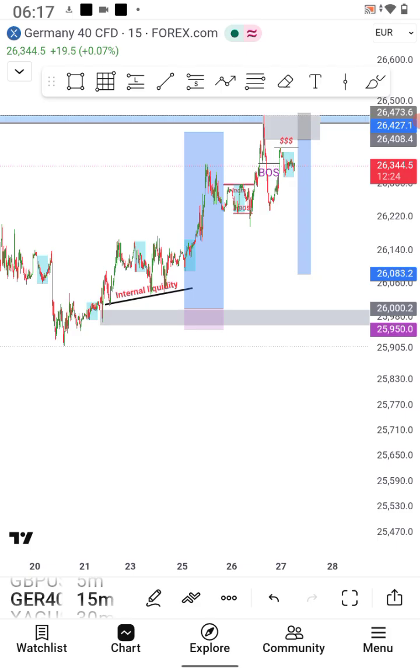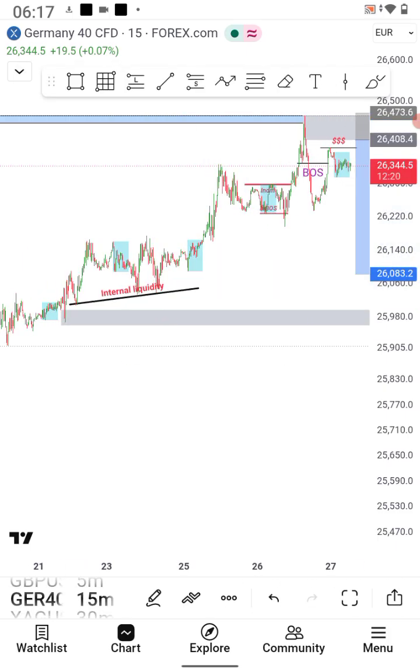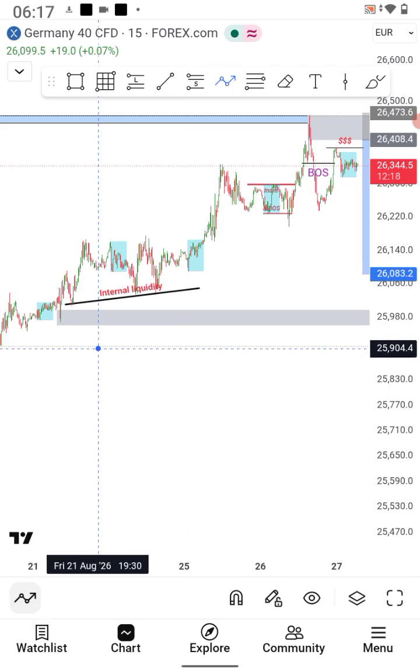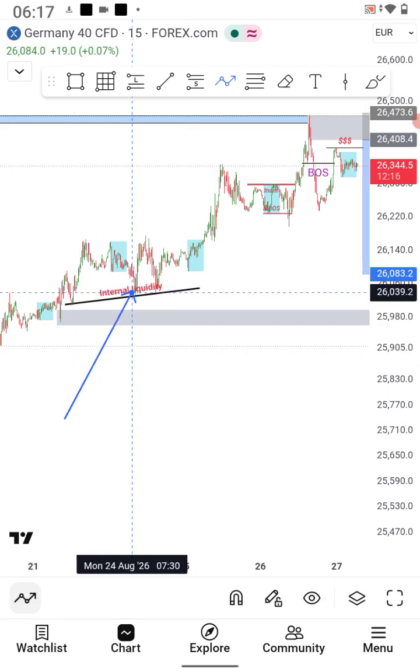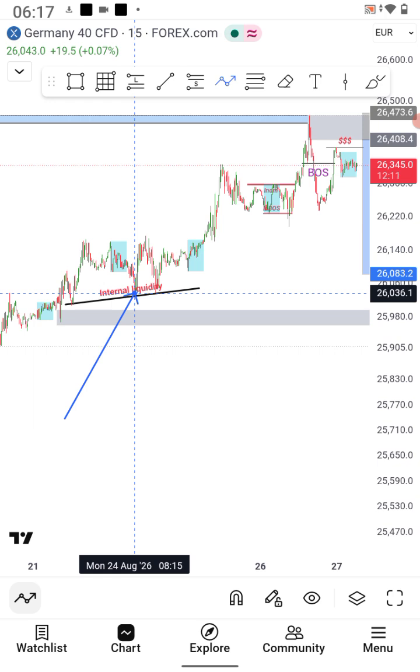Aside that, let me take out this place. There are relative equal lows here. Are you seeing it now? Market is coming back to take this out. Are you seeing it now?